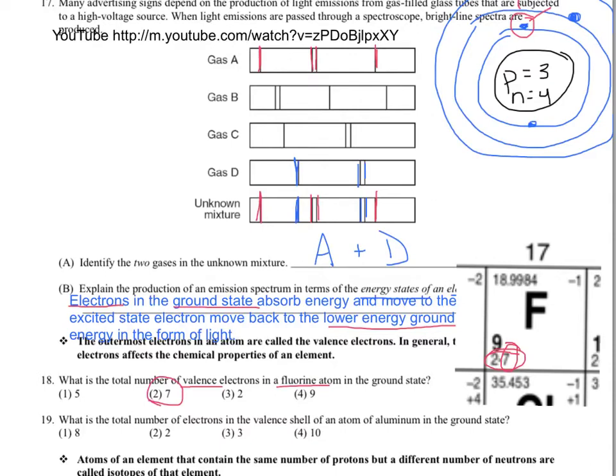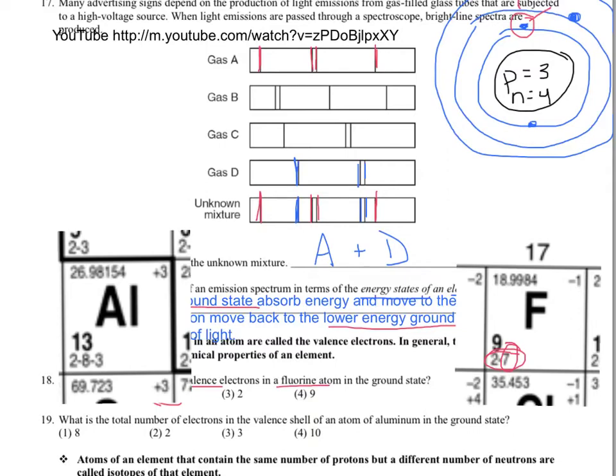For the next question, we have to do the same thing. Let's pull up aluminum. Here we have the ground state electron configuration of aluminum. The valence electrons, again, are the outermost principal energy level electrons. So aluminum has a valence of 3.